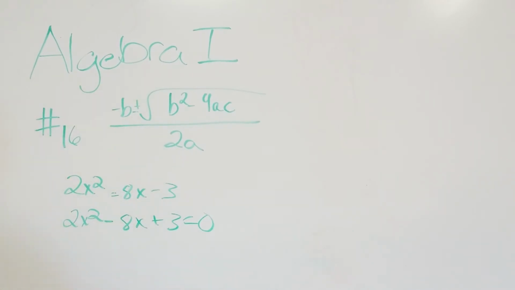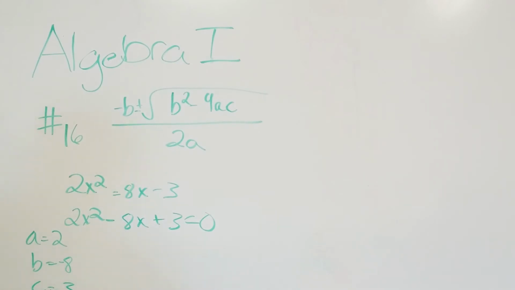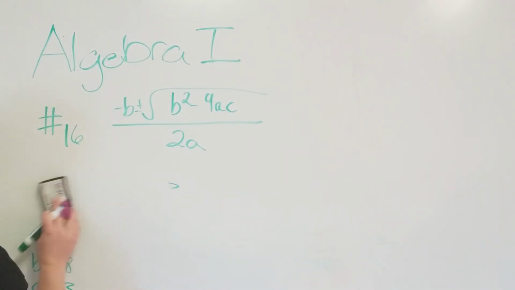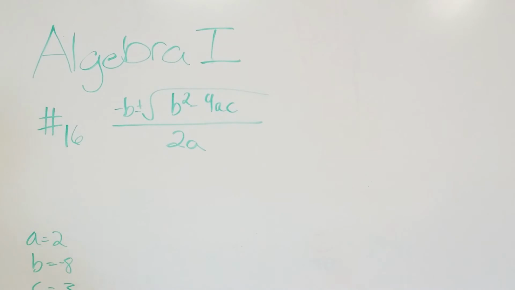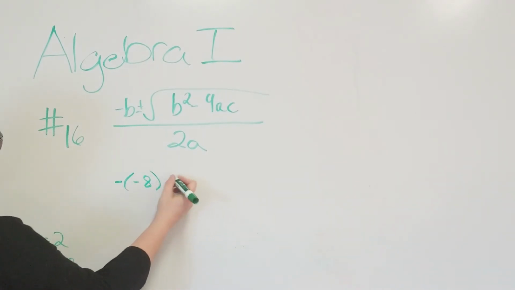So in this equation, A is equal to 2, B is equal to, watch it, negative 8, that's going to make a big difference, and C is equal to 3. All right, now we're going to do the quadratic formula with these numbers, okay? So B is negative 8, so it starts with negative B. So remember, you have to put negative and then negative 8, which actually makes it a positive.